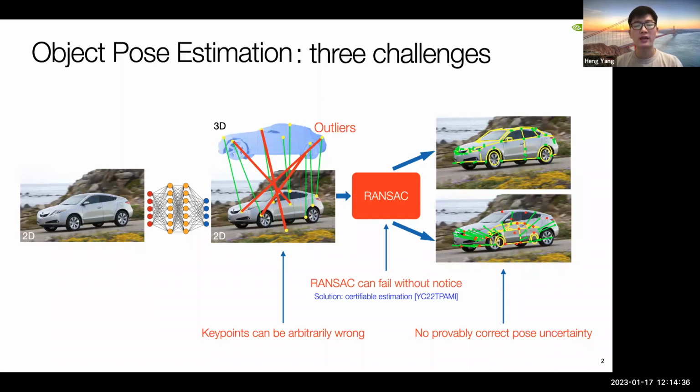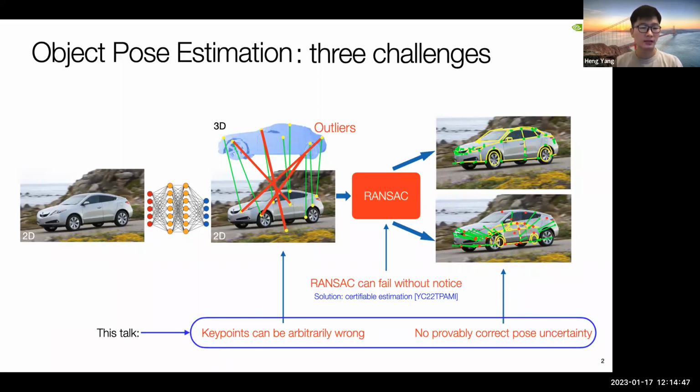And then from there we can get a solution in polynomial time, and also we get a certificate of global optimality. But that line of research hasn't addressed the second and third challenges, which is how do you ensure the key points are good, and how do you ensure that the solution we obtain has some error bounds from the ground truth.